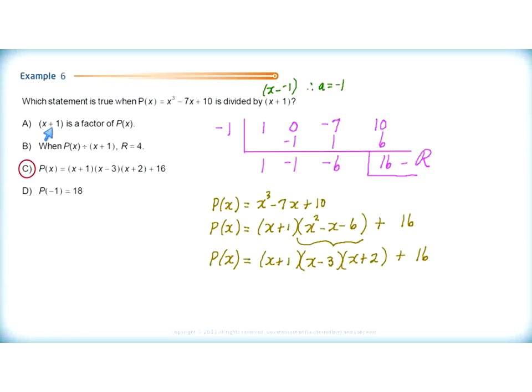In order for x plus 1 to be a factor of the polynomial p of x, the remainder would have had to equal 0. The remainder in this case is 16, which eliminates part B as a multiple choice, and similarly, p of negative 1 equals 16, not 18, and that eliminates D as a multiple choice answer. So those are some multiple choice type questions.